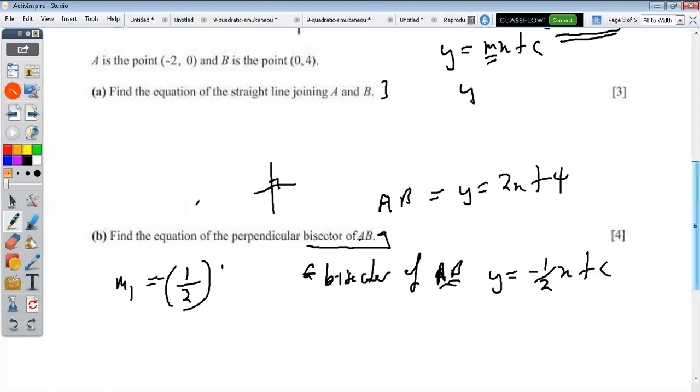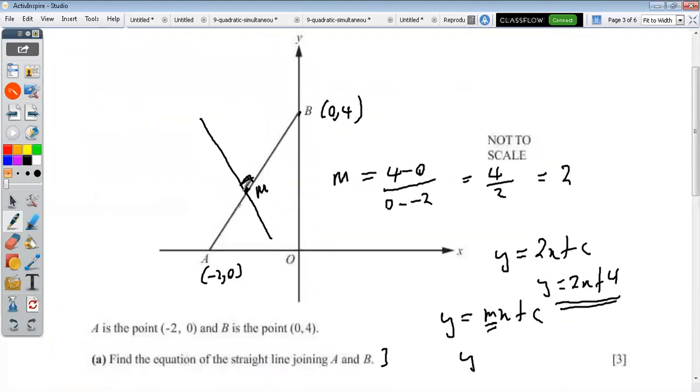We don't know the c. The only way we can find the c is to find the coordinates of the midpoint, because it's at the midpoint where this line is passing through, cutting at 90 degrees. How do I find the midpoint? Who remembers? If I'm given any 2 points, how do I find the midpoint? X plus X, Y plus Y, and then over 2. Yes, that's how we do that.